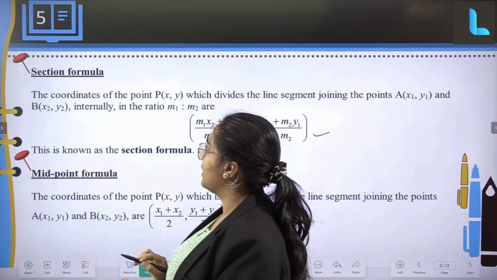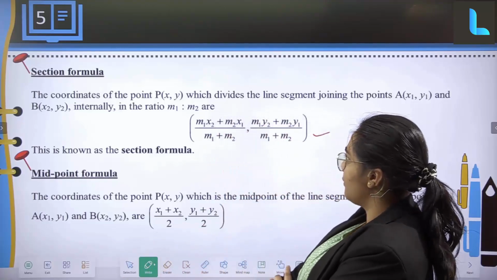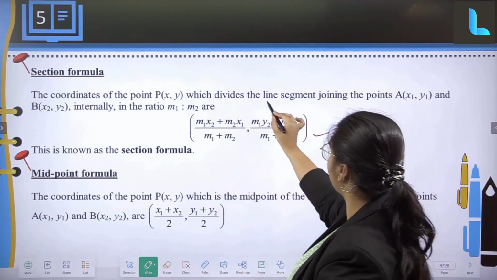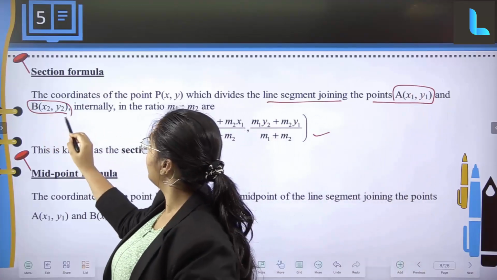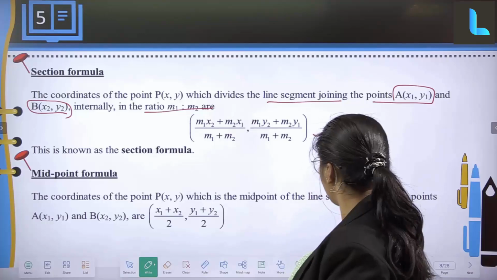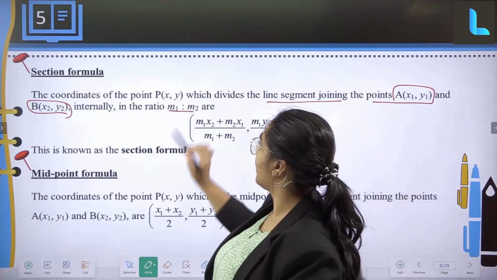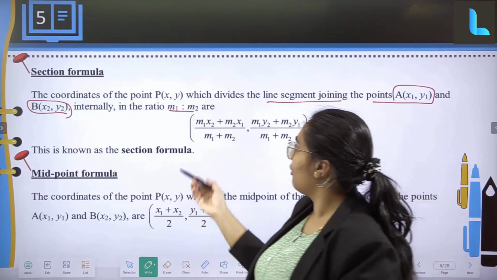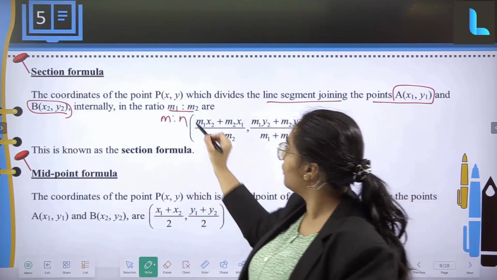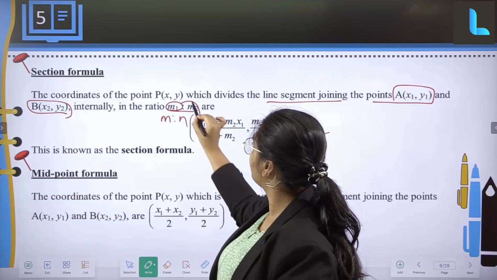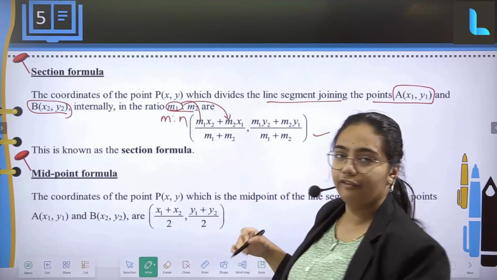So section formula: the coordinates of the point x comma y, which divides the line segment joining the points A and B internally in the ratio. Over here they have given the ratio as m1 m2. If you are comfortable with taking m is to n, it is up to you. Whatever you consider over here is what is going to be reflected in the formula.